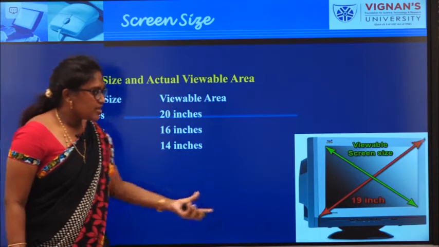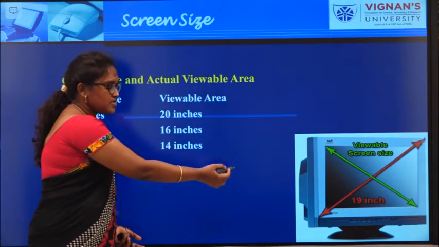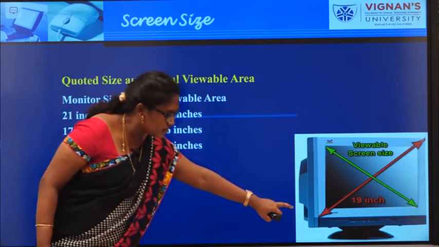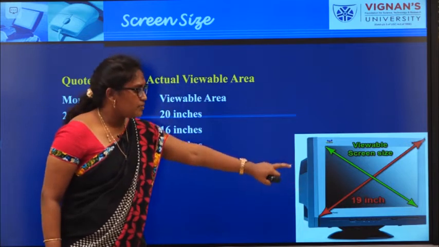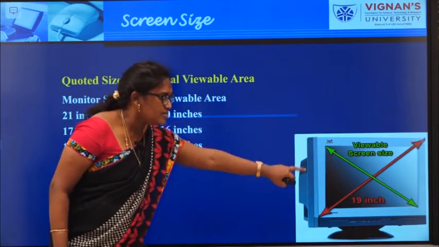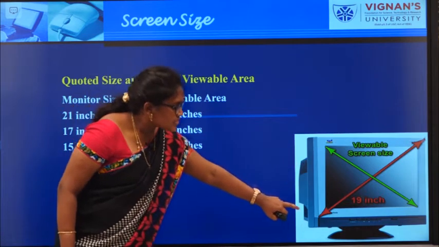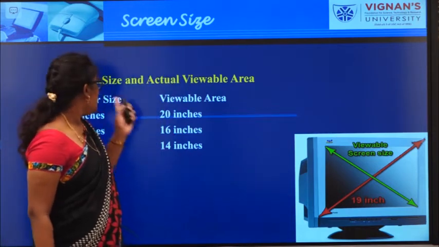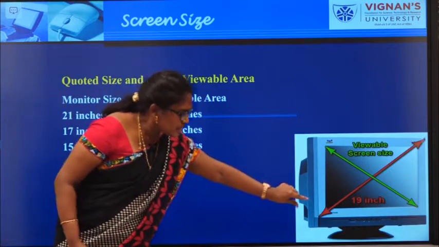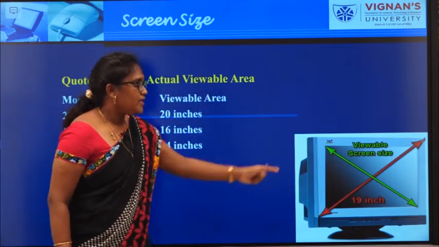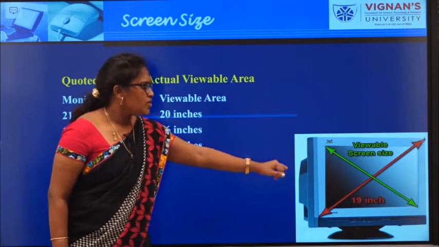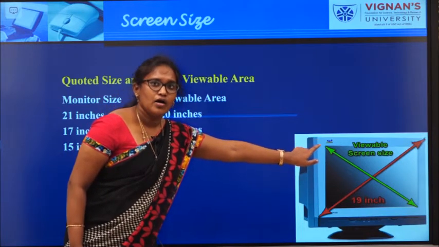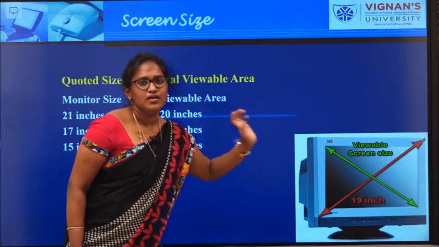So, what does monitor size mean? Monitor size means you are measuring the size of a monitor with the help of the diagonal. If you observe the difference between the red line and the green line, in the case of the red line, we are saying it is the monitor size because you are taking the size of the frame also. But in the case of the viewable screen size, you are only measuring the screen, leaving out the frame of the monitor, right?